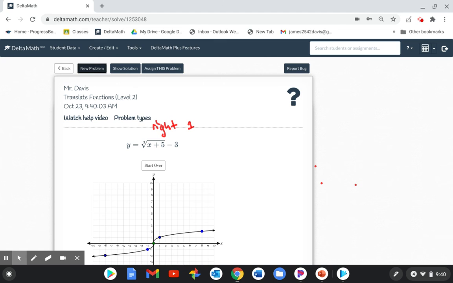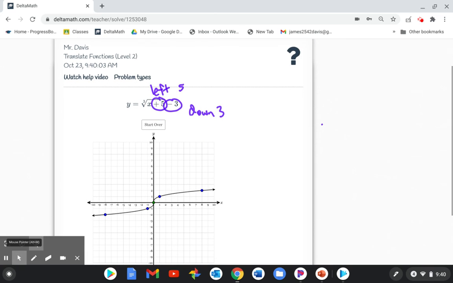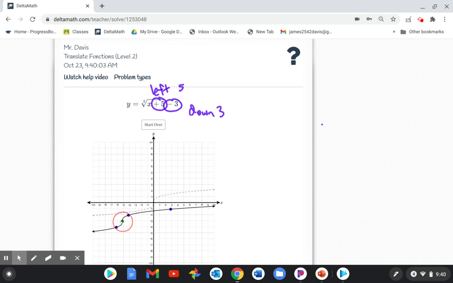So this is a cube root function. All we're going to do is, this is a +5, so that's going to be a left 5. It's on the inside. And -3 means it's going to be down 3. So click that green one. Again, ignore the blue ones for today's. Move it left 5 to -5, and then down 3 to -3. And this is shifting the whole function left 5, down 3.